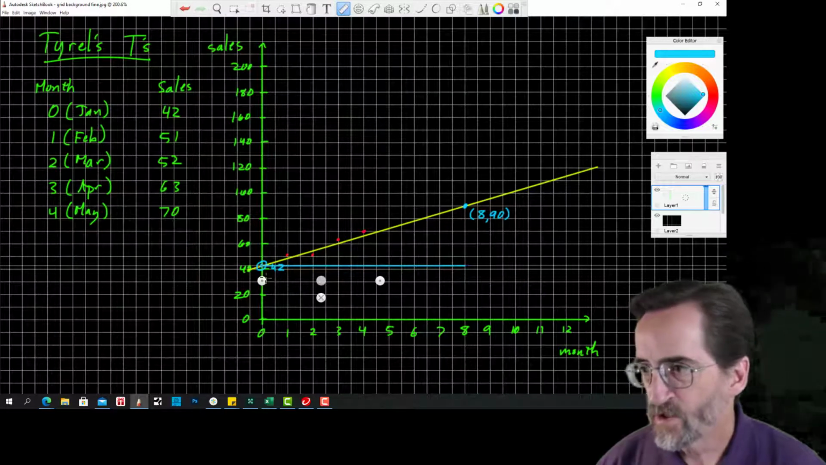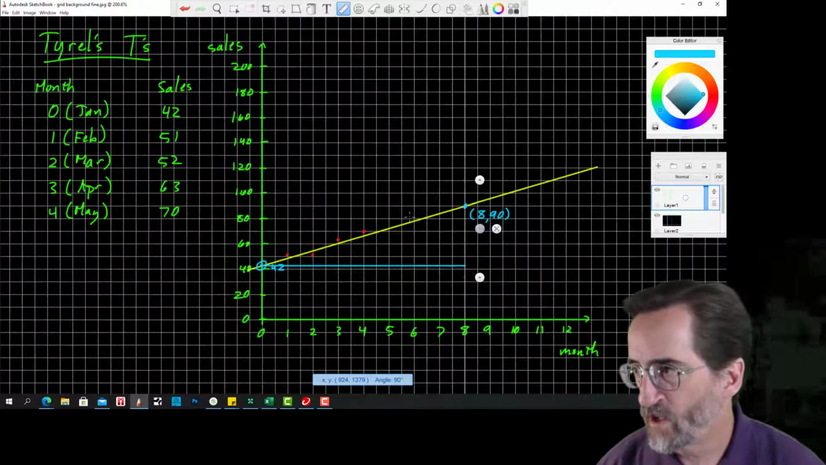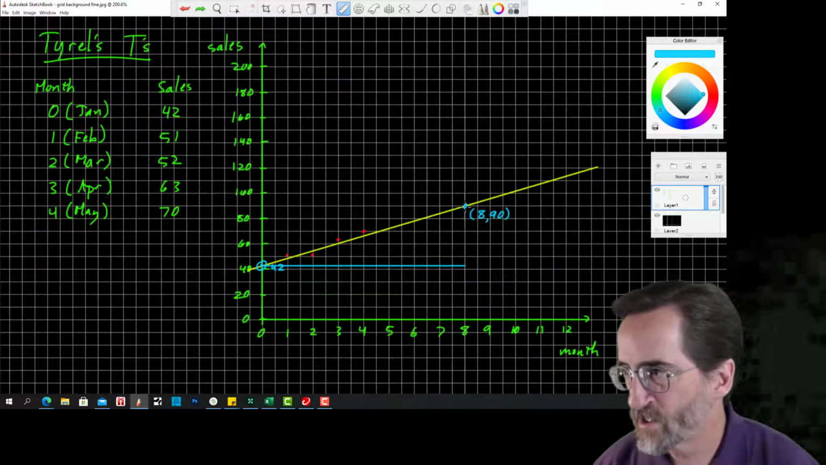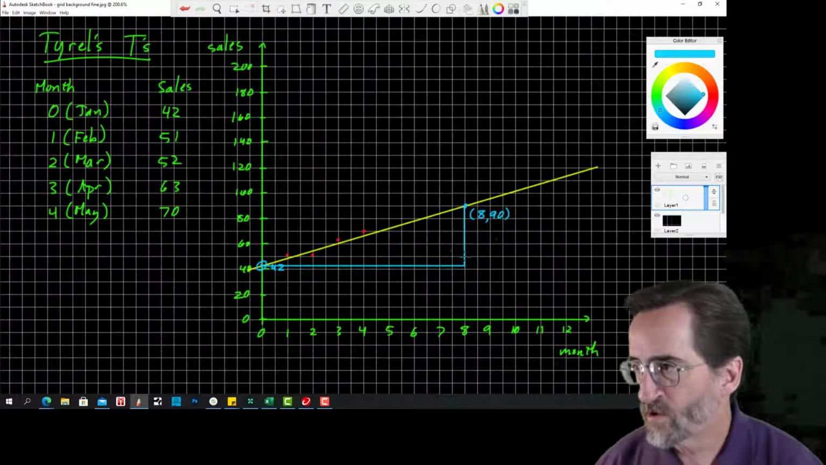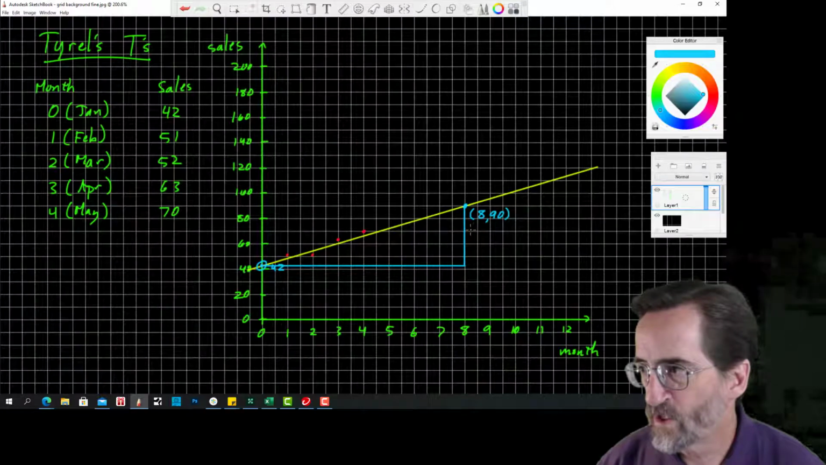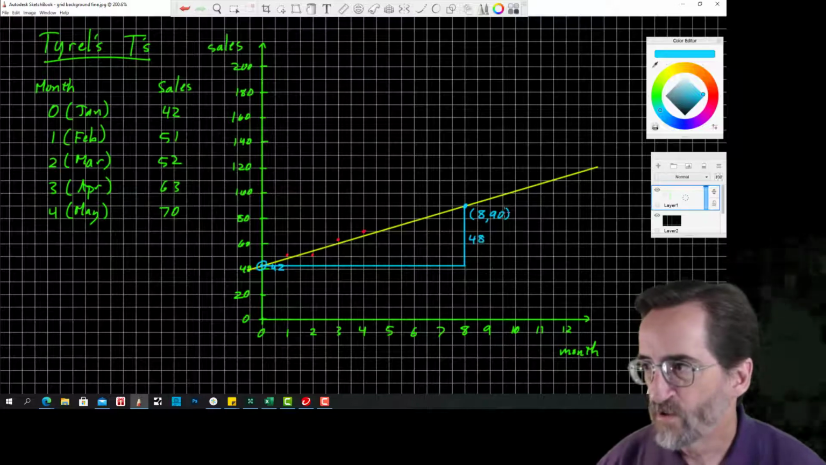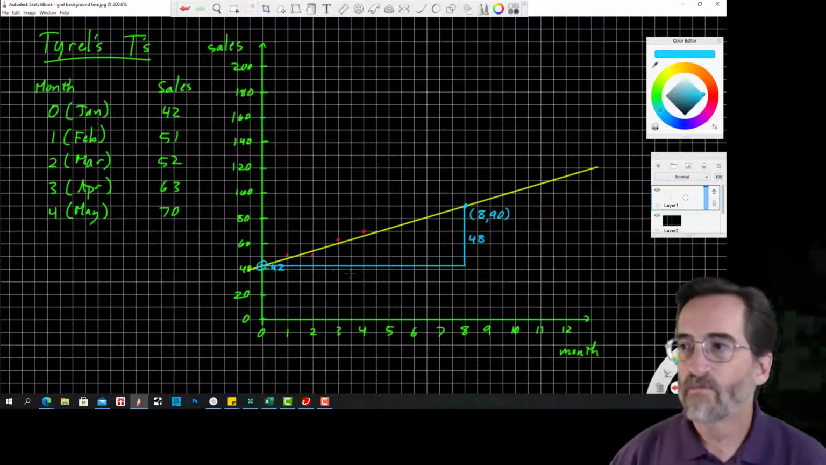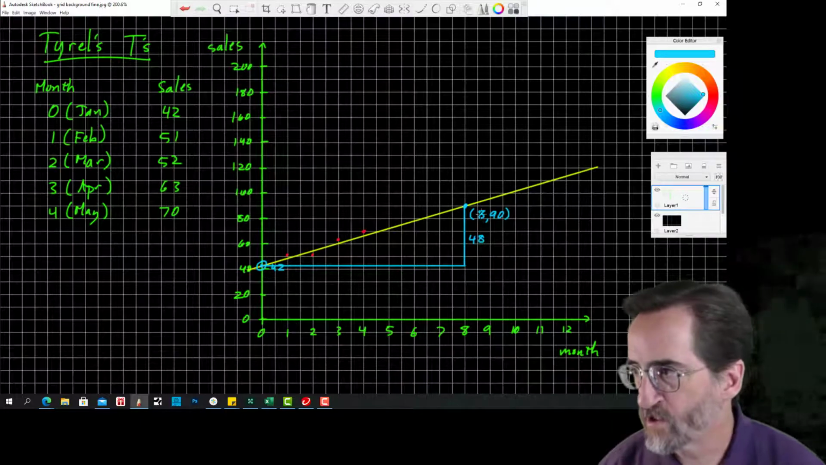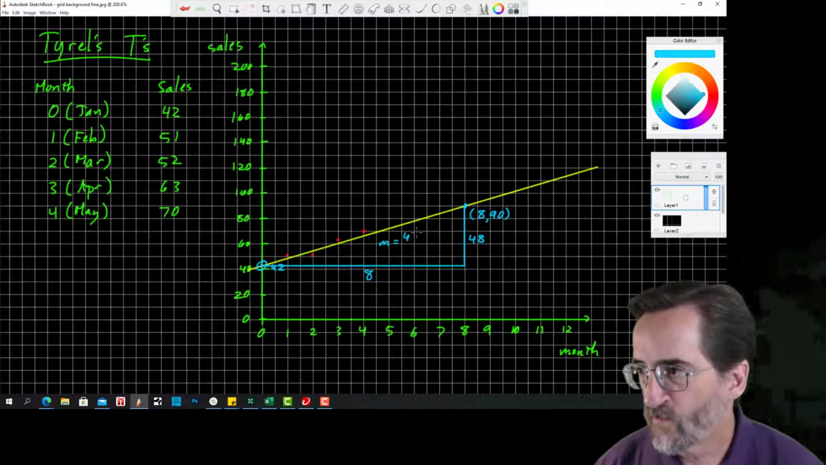Okay, so we think of it this way here. You can use the slope formula, change in y over change in x, y2 minus y1 over x2 minus x1. Okay, or you can just think of it as the height of this triangle. Remember, each one is 10, so 10, 20, 30, 40, 50. 50 less 2 is 48. So from 90 down to 42 is 48. Okay, and the width is from 0 to 8, so the width is 8. So my slope is 48 divided by 8.